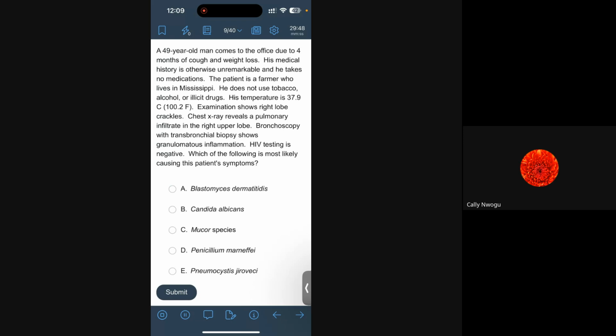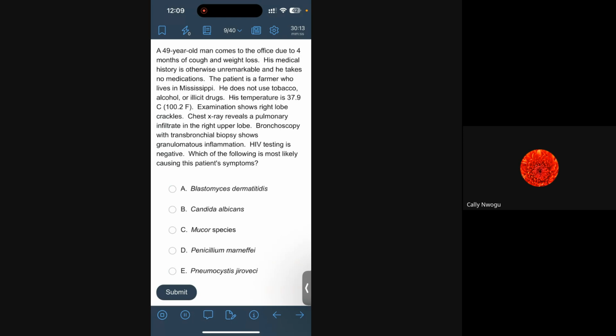Which of these bacteria causes granulomatous disease? Which of the bacteria causes granulomatous disease and is associated with Mississippi? Okay, every systemic mycosis causes granulomatous disease. All four of them can lead to granuloma formation.